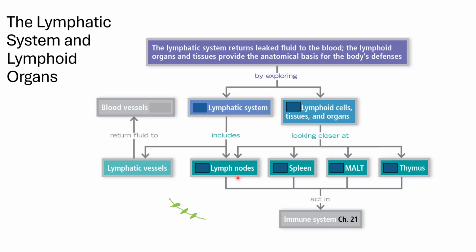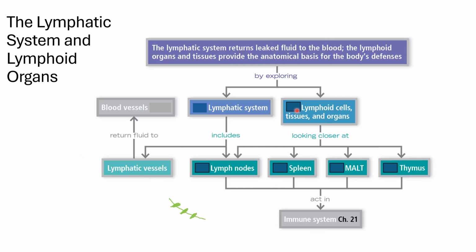So these are the lymph nodes, and their other job is that they present that pathogen to the immune cells. What are the immune cells? The T lymphocytes and the B lymphocytes. So they can mount an immune response. So this is our lymphatic system. The lymphatic system consists of lymphatic vessels and lymph nodes.